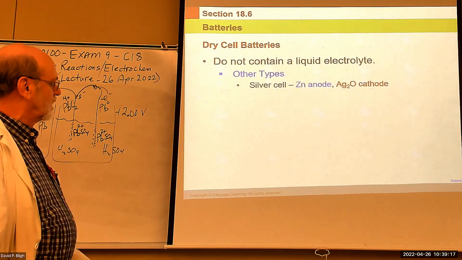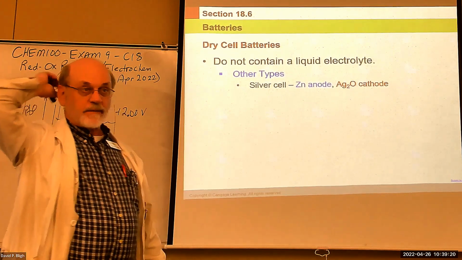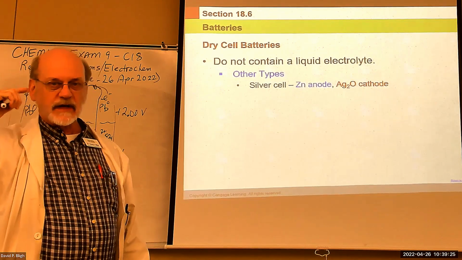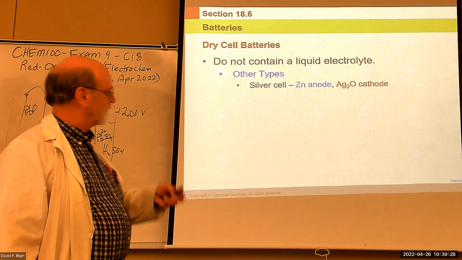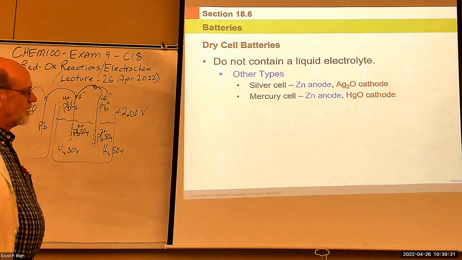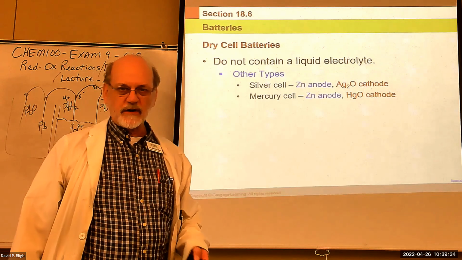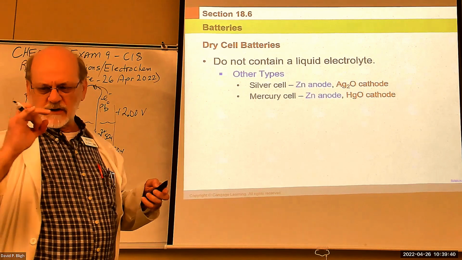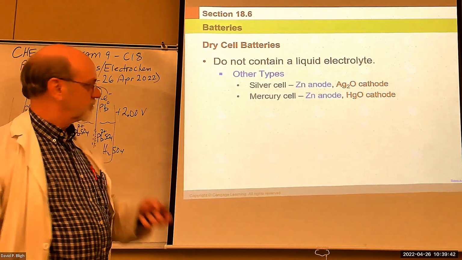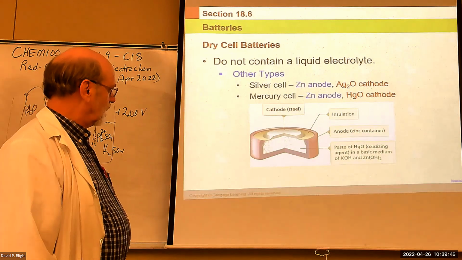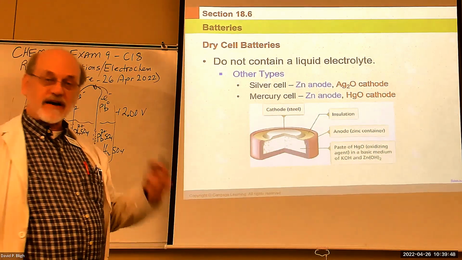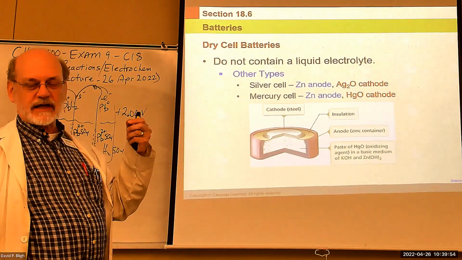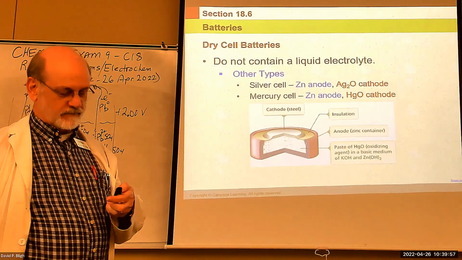Other types of batteries. Silver cells. These are very common for calculator batteries and hearing aid batteries. The mercury cell, which is not used anymore because of the mercury, is also used in usually small applications, very small batteries. But they're packaged in such a way that one side of the battery is the electrons out from the anode, and the other end is the cathode's in, positive pole.